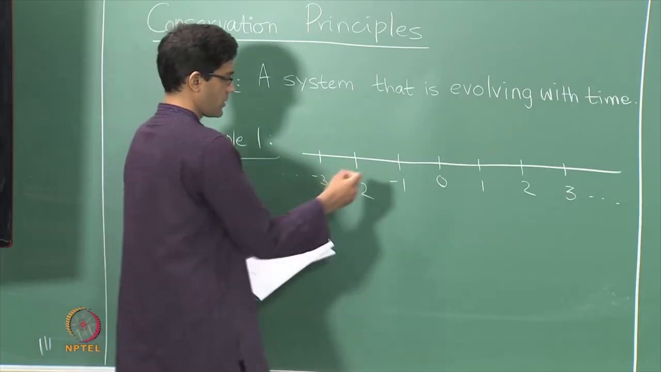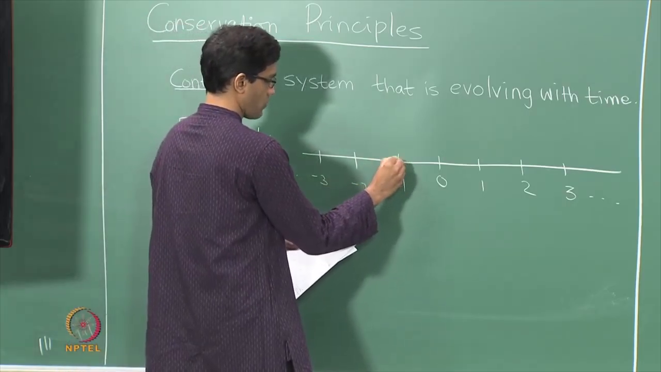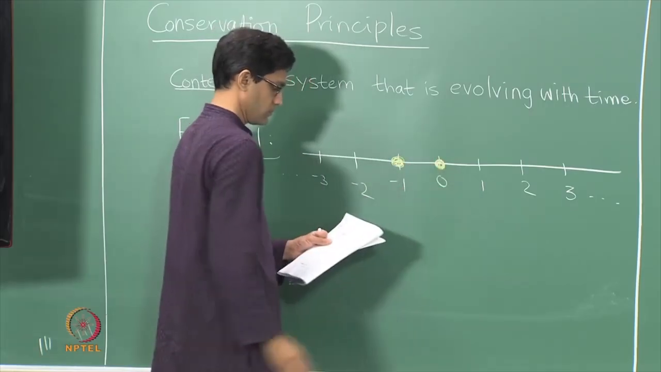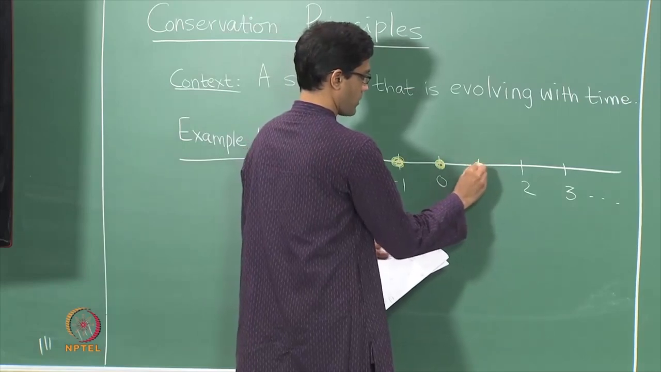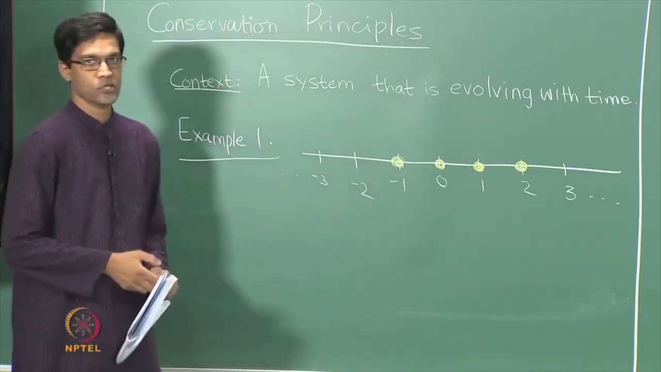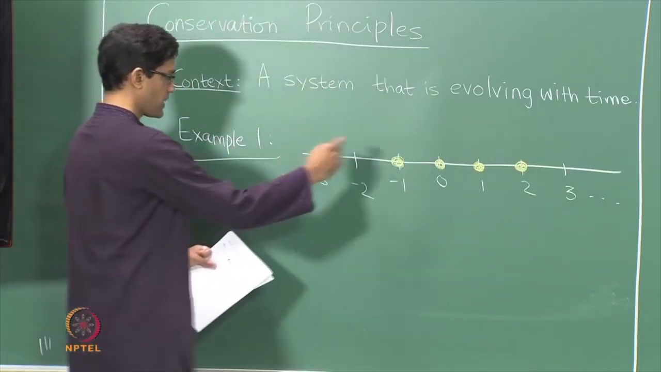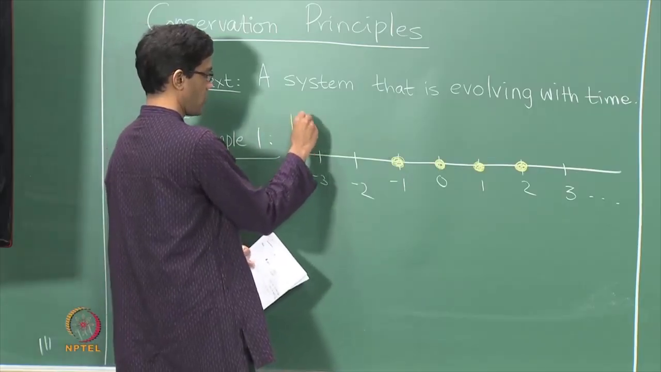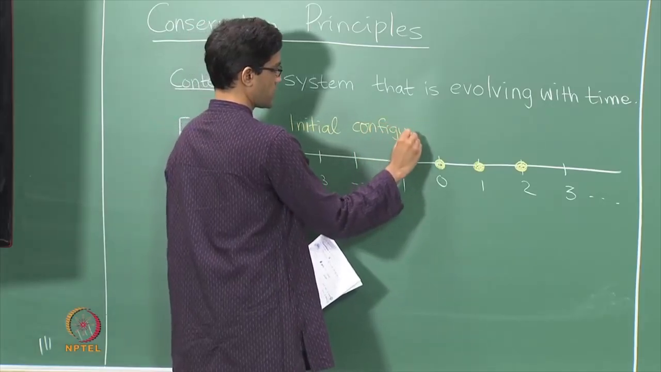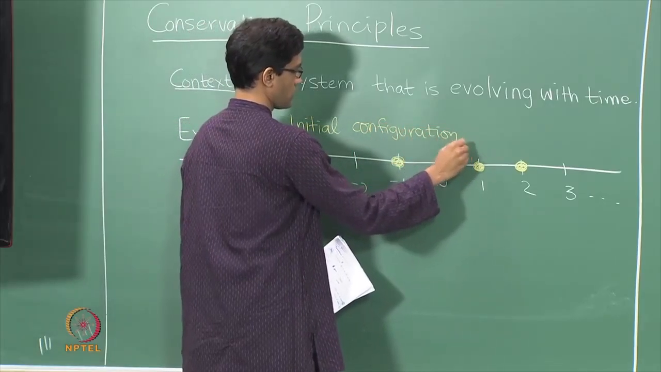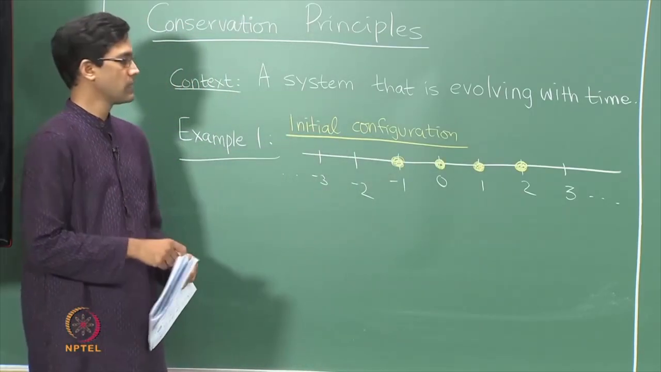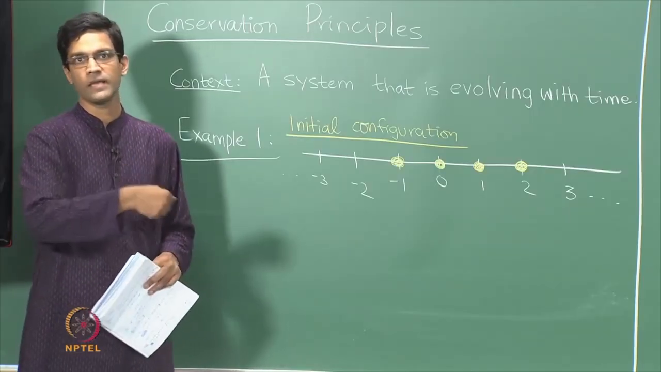So for a start, here's what I do. I have 4 coins, say one of them placed at minus 1, another placed at 0, 1 and 2. So here are my initial positions. I place 4 coins on these 4 integers. Okay, so this is my initial configuration of the system. This is what happens at, let's say, time t equal to 0. And my system should now evolve with time. Okay, so then what you have is a rule which tells you what happens at every instant of time.